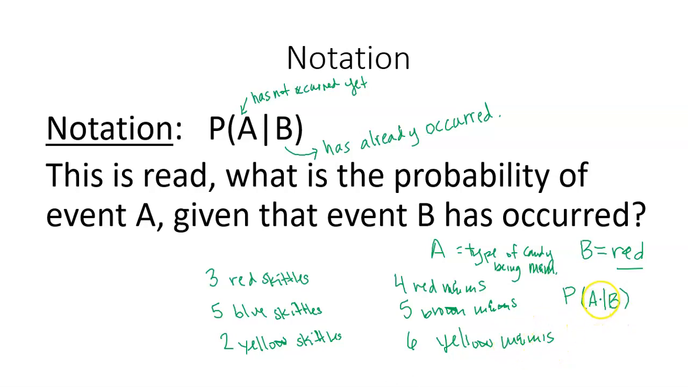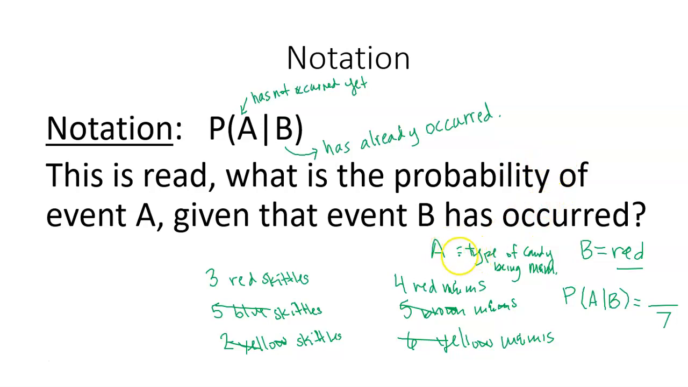We already know that the candy is red. So how many possible outcomes are there that are red? Up here, I have 4 red M&Ms and 3 red Skittles. If I already know it's red, I know it's not these 5 blue Skittles, it's not these 2 yellow Skittles, it's not these 5 brown ones, it's not these 6 yellow ones. So I know it has to be out of these 7 that are actually red. My bottom is not going to be the total number of candy in the bag anymore. It's just going to be the total number of candy that fit event B, the one that has already occurred. So that would be 7 total possible outcomes.